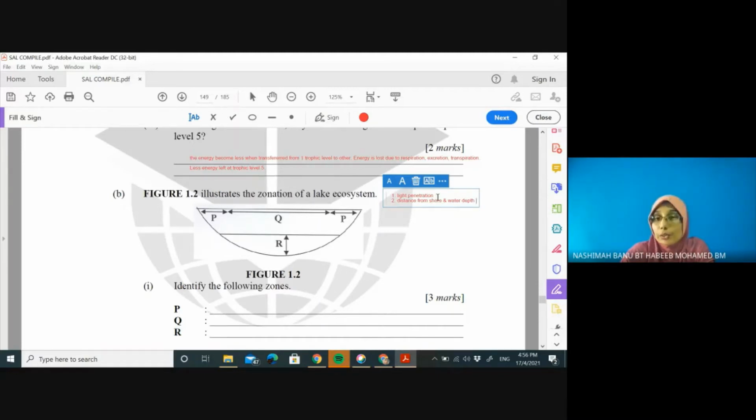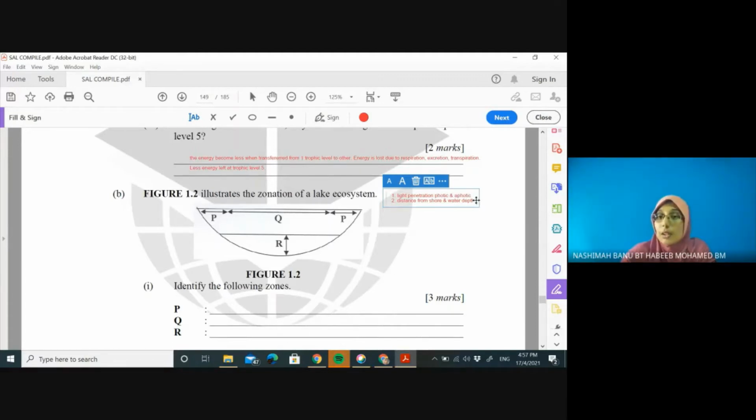Right? And for these 2 factors, as you know, the light penetration depends on 2 zones which we call as photic and aphotic. So awak identify dulu sebelum jawab esok. Photic and aphotic. Okay.